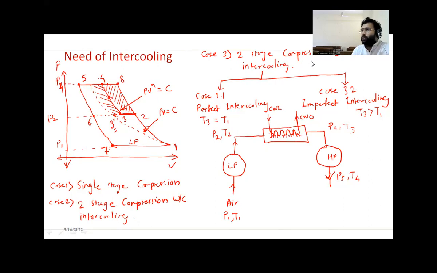Then we have two-stage compression with intercooling. Now we have an intercooler between the two compressors. In that also we have two cases: perfect intercooling and imperfect intercooling. What is perfect intercooling? This is again the schematic.